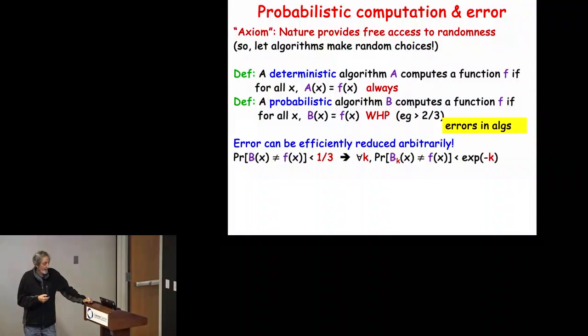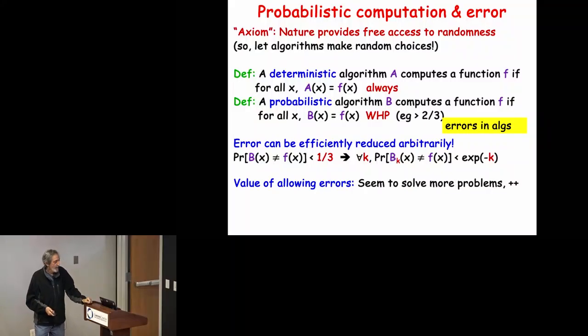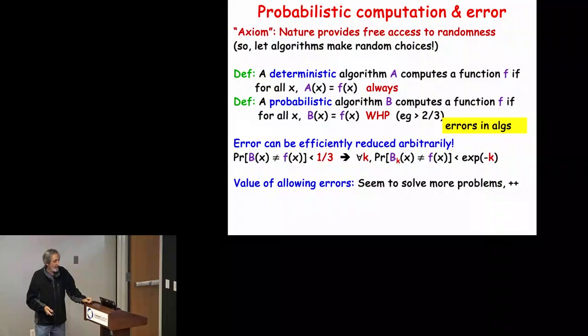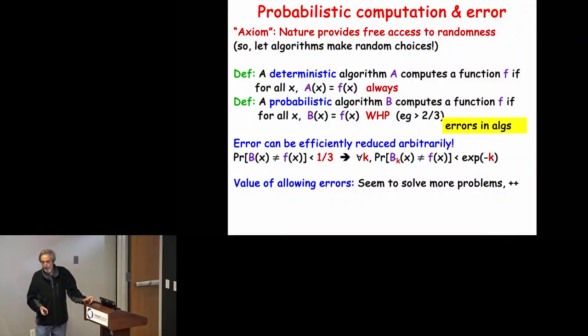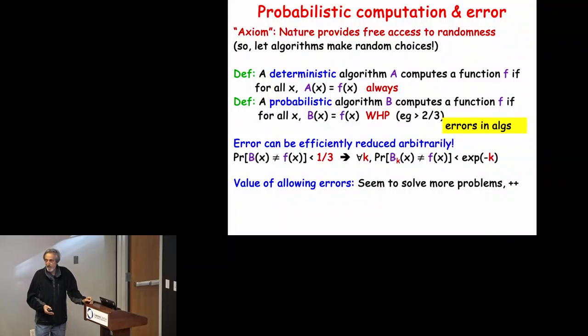For example, if the error was 1/3 as before, and you run the algorithm independently k times, it will reduce the error to be exponentially small in k. So pick any number bigger than 1/2. So what's the value of allowing errors in algorithms? We don't like errors, of course, but it seems we can solve more problems efficiently with randomization. We don't know that it's so, we just seem to.